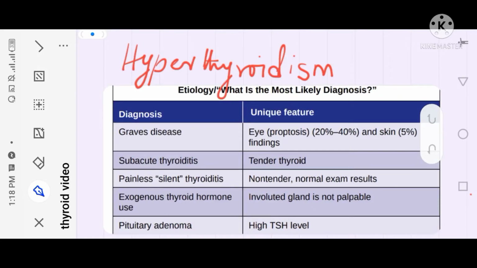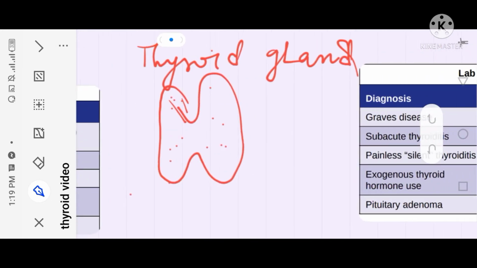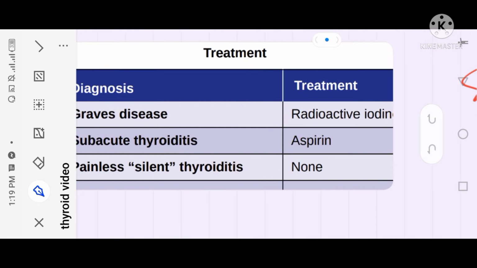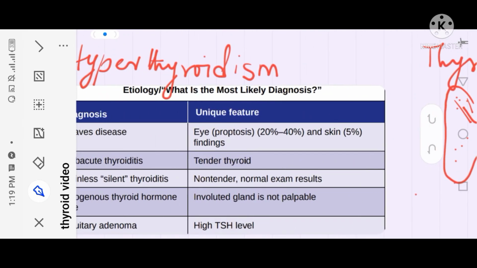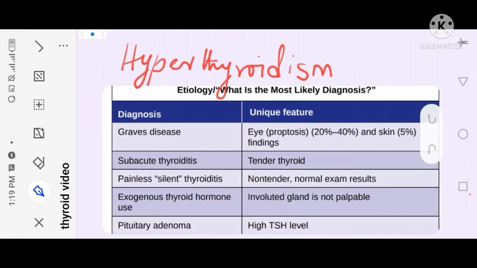Okay, so today we shall be discussing hyperthyroidism and the diagnosis of hyperthyroidism. Hyperthyroidism is a condition in which T3 and T4 levels are increased in the body, and how can we diagnose hyperthyroidism? For diagnosis, we just have to look at which type of disease it is.